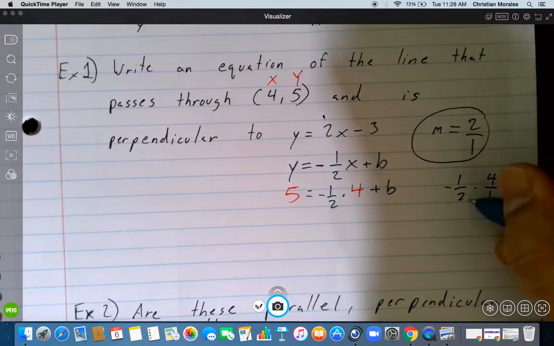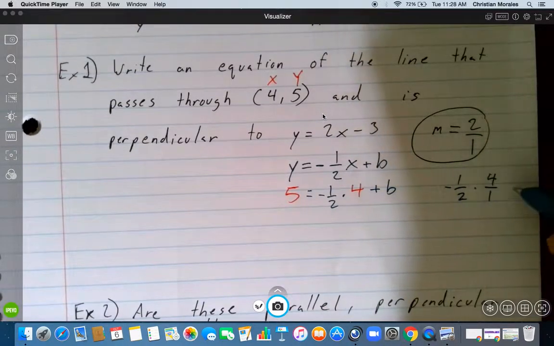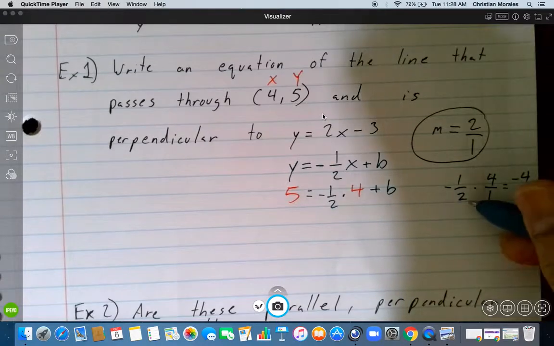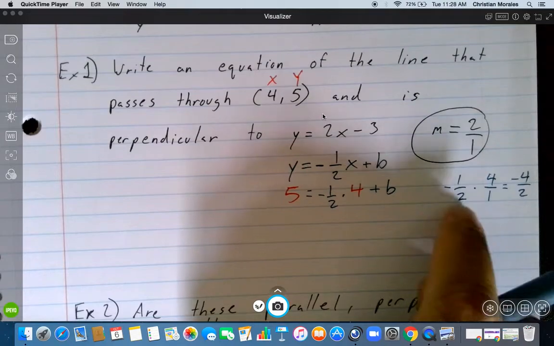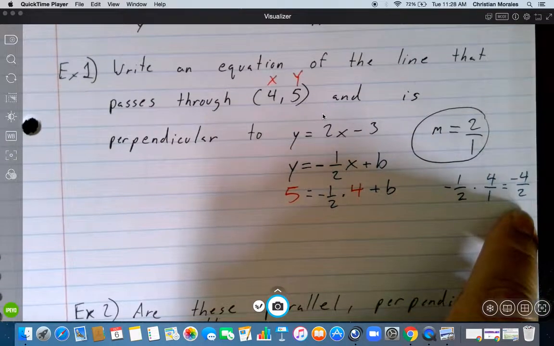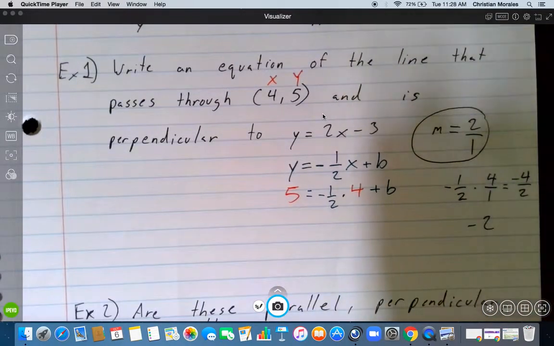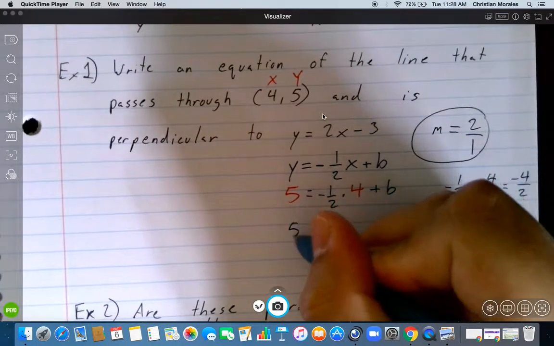Turn that into a fraction. Negative 1 times 4 is negative 4. 2 times 1 is 2. I only put the negative on top, so the 2 is a positive down there. You simplify that, you get negative 2. So your problem now looks like this.